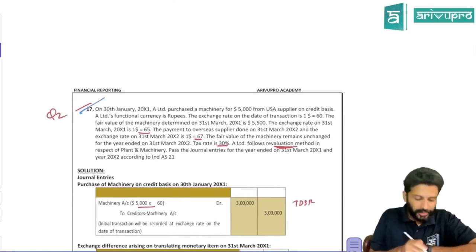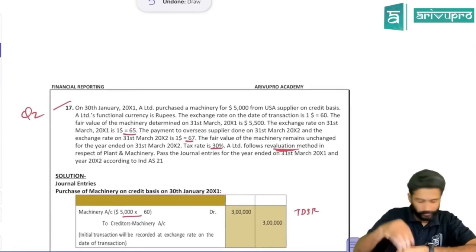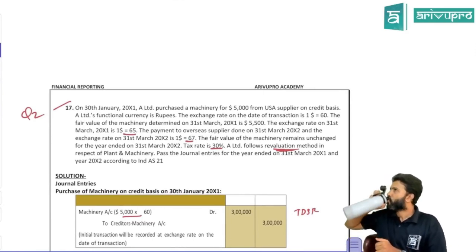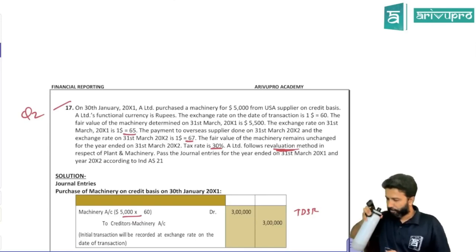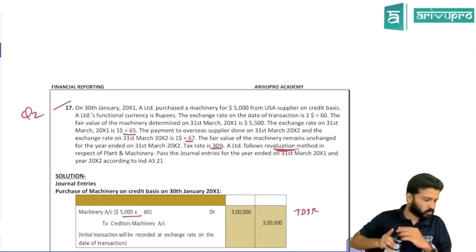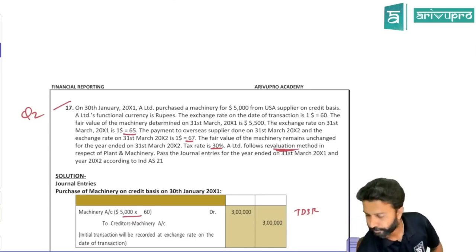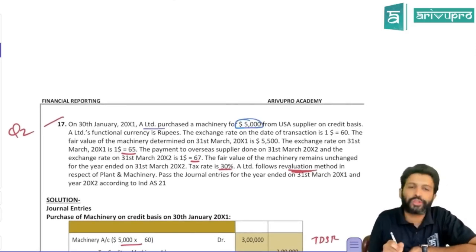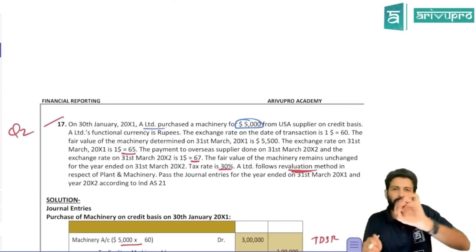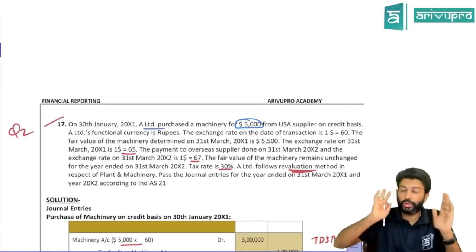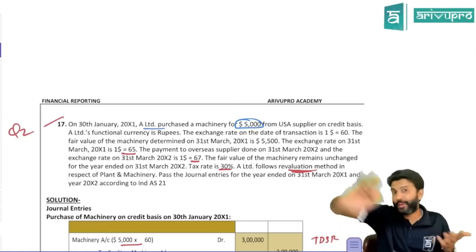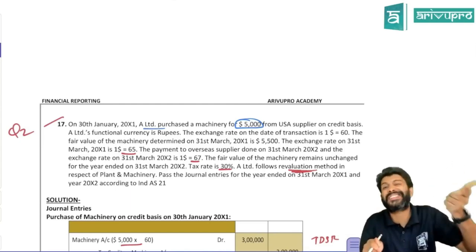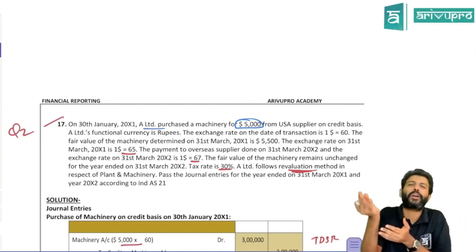Another question, number 17. We will go through this question. On 30th January 20X1, A Limited purchased a machinery for $5,000. So this is not your foreign currency translation. This is your foreign currency normal transaction. Just because you know it, don't apply this everywhere. First check whether it's a foreign currency transaction or a foreign currency translation. This is your normal one: you purchased a foreign asset from a foreign country.